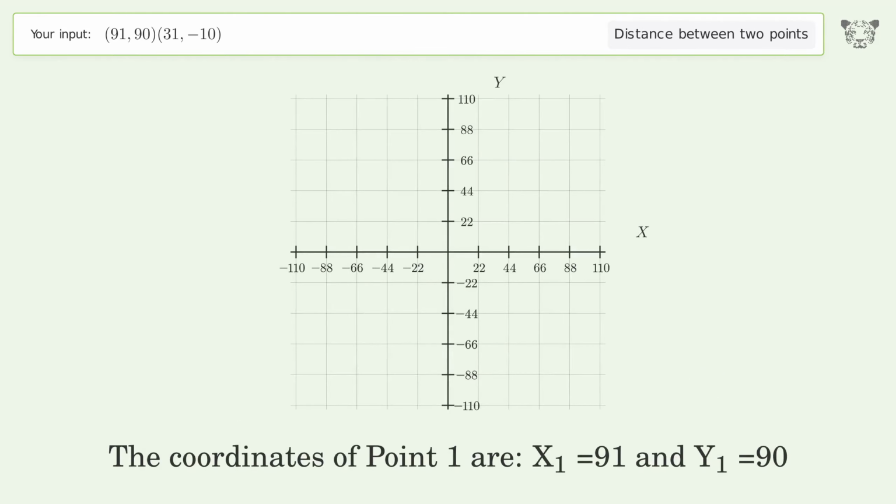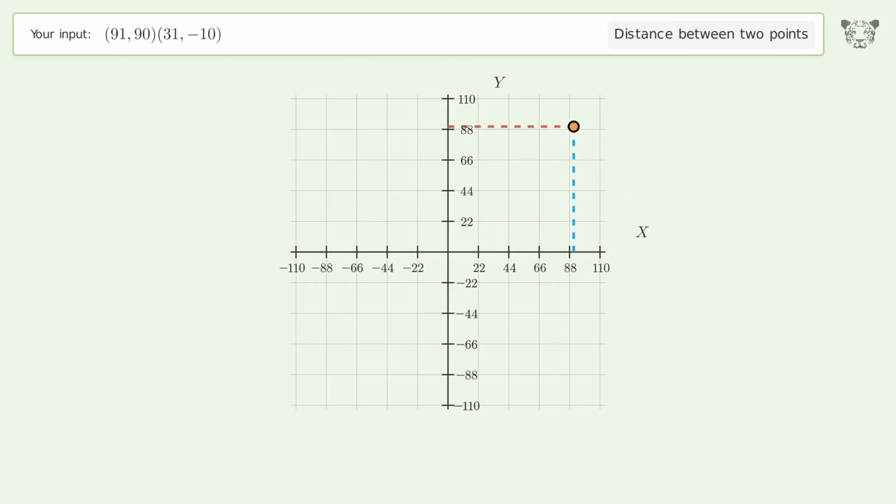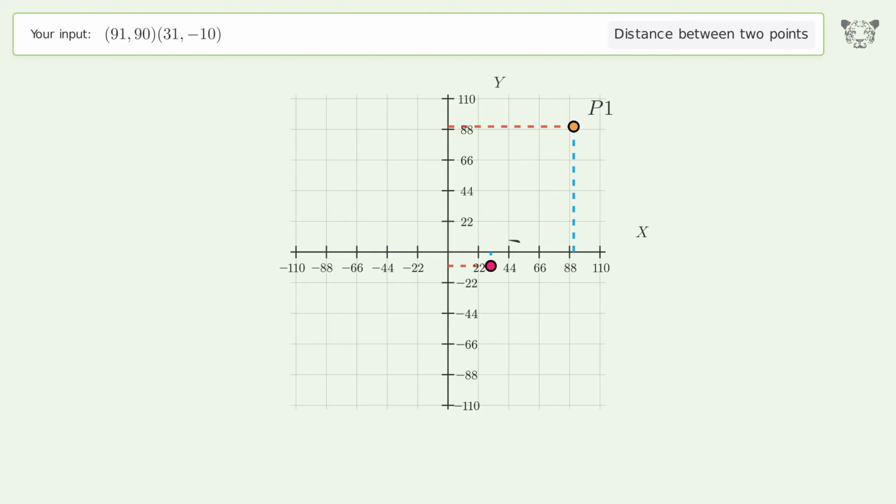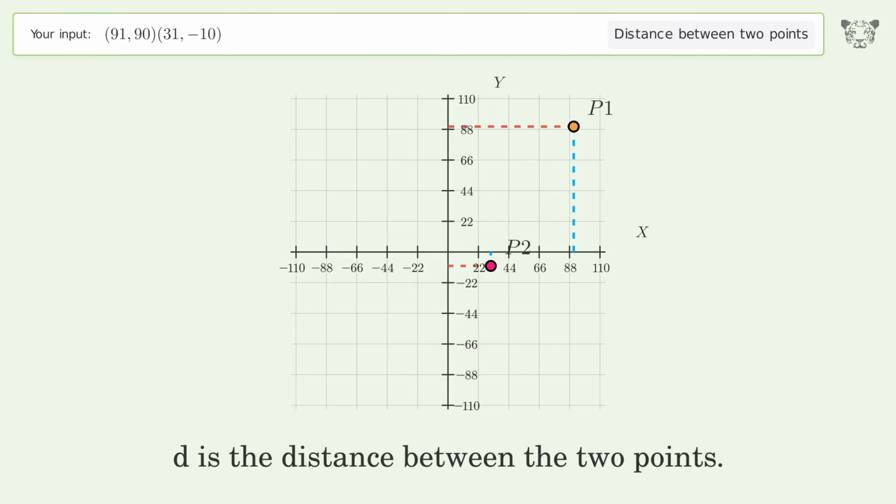The coordinates of point 1 are, x1 equals 91 and y1 equals 90. The coordinates of point 2 are, x2 equals 31 and y2 equals -10. D is the distance between the 2 points.